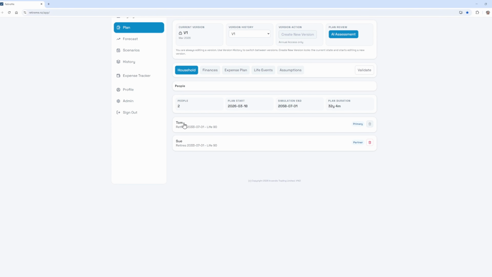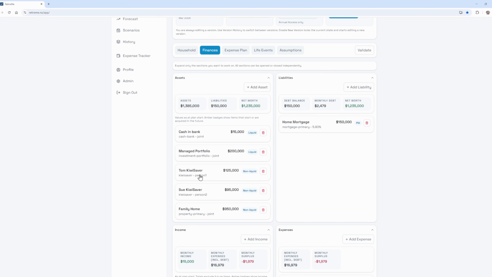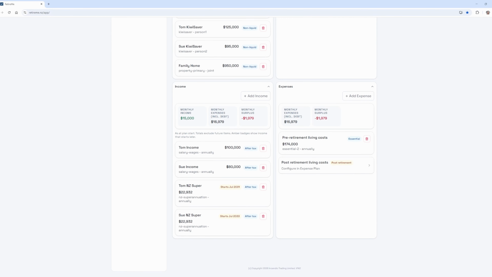So there are Tom and Sue. Here are their finances. They've got their cash in bank, their portfolio, the 2 KiwiSavers that kick in later, their home, their mortgage. This is their starting position, obviously. Their incomes, which run out, and then there's super, which kicks in at certain dates. Their pre-retirement living costs, and then their post-retirement living costs. So they run at a little bit of a deficit for a while. That is something immediately that would be worth looking at as well. The monthly income is 15, but they're spending 16.9. So something's not 100% right that they need to have a look at in their plans.